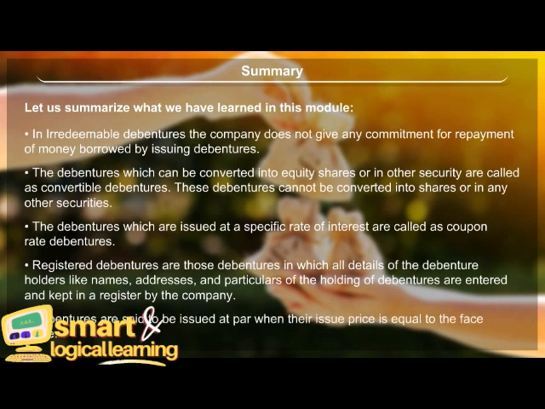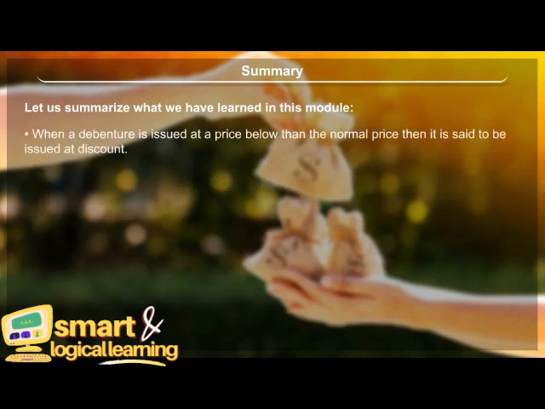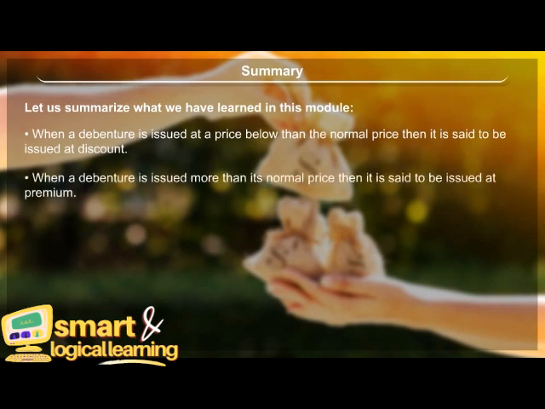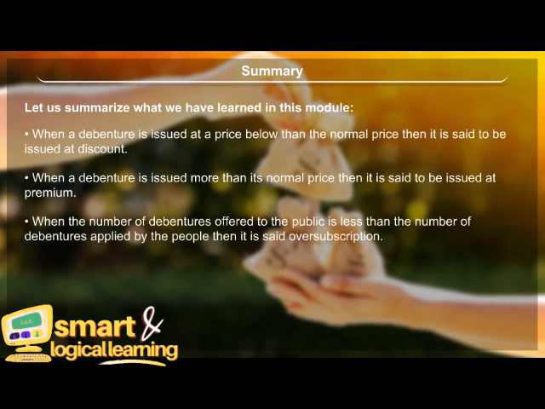Debentures are said to be issued at par when their issue price is equal to the face value. When a debenture is issued at a price below the normal price, it is said to be issued at discount. When a debenture is issued at more than its normal price, it is said to be issued at premium. When the number of debentures offered to the public is less than the number of debentures applied for by the people, it is said to be oversubscription.